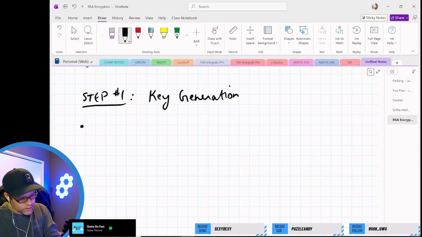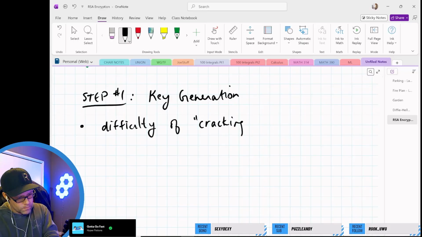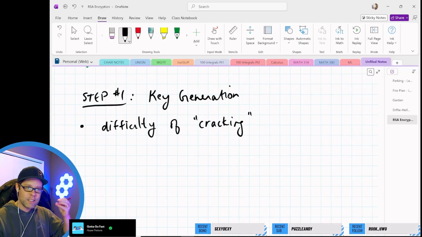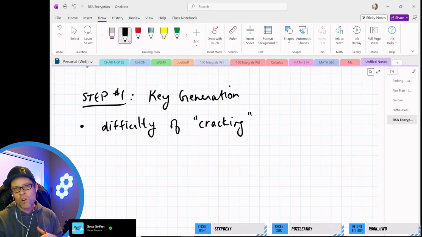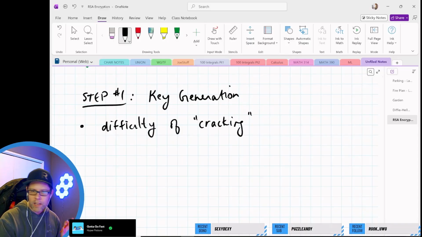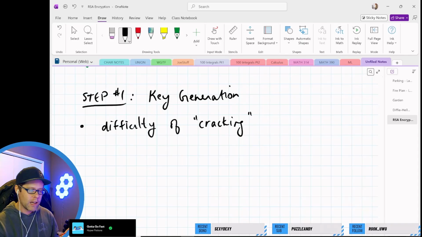So the difficulty, I guess, of cracking or decrypting the RSA algorithm lies in the fact that it's really hard to factor a really, really large number. There are some ways to do it, and you would learn that in a typical cryptography class. But for the sake of what we're talking about today, let's just assume that it's really hard to factor big numbers.